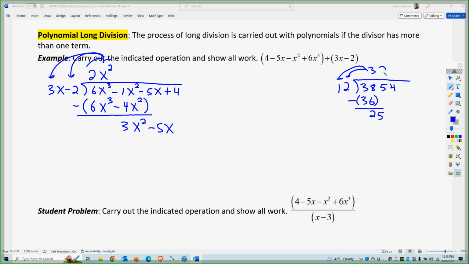So 12 times 2 gives me 24, which is the closest one accordingly. So if I go over to here, this will be plus 3x to the first. So that times 3x, right, gives me 3x squared. And this times the negative 2 gives me minus 6x. Okay.